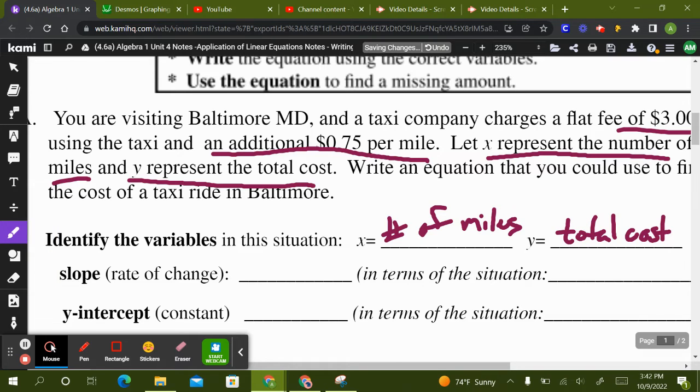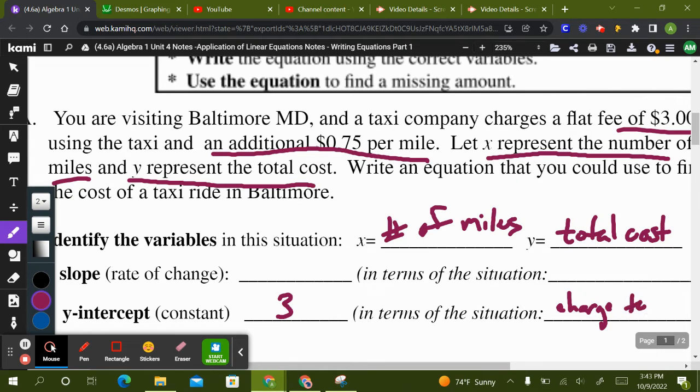Now we have to find our slope or the rate of change, and we also have to find our y-intercept, the constant. So we're looking to see which one of these things is changing and which one's going to stay the same. Well, the first piece of information they give us is that we have a flat fee of $3. That means no matter what, no matter how far we're taken, it's going to charge us $3. That's our y-intercept, our constant. It doesn't change. In terms of the situation, that's the charge to start with.